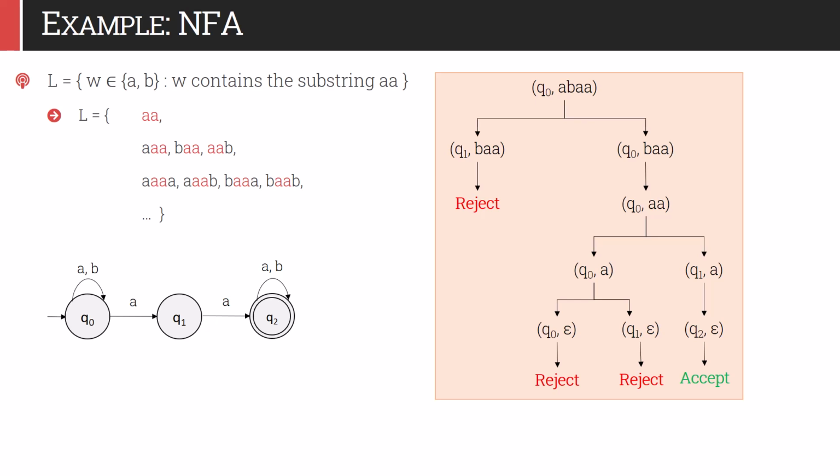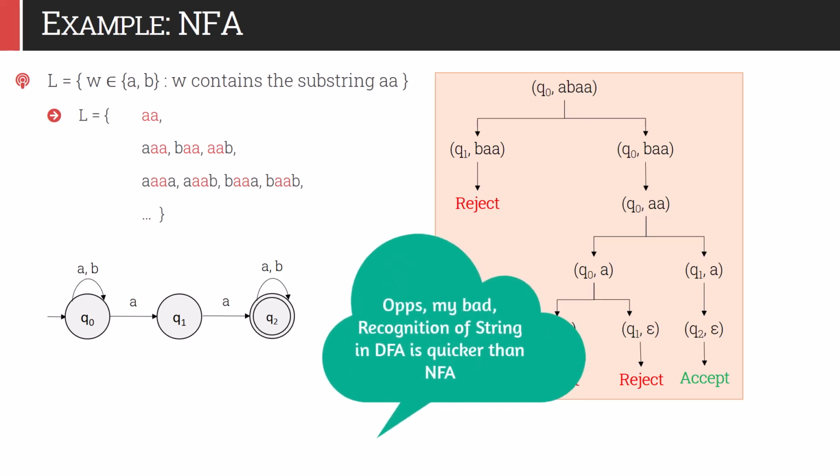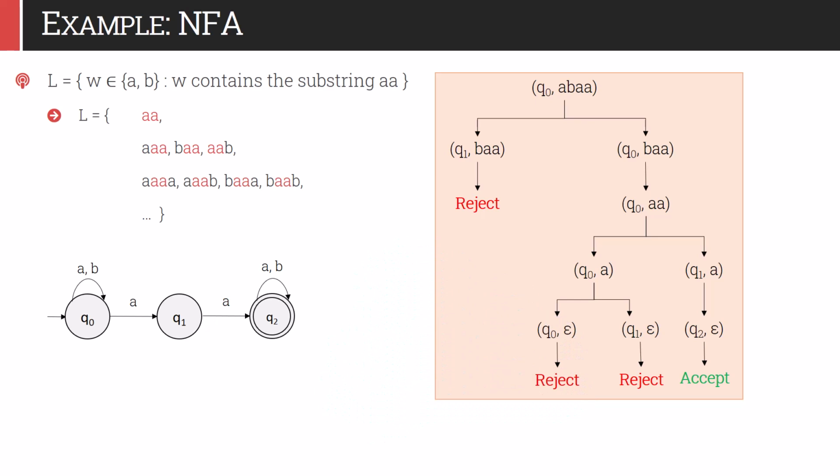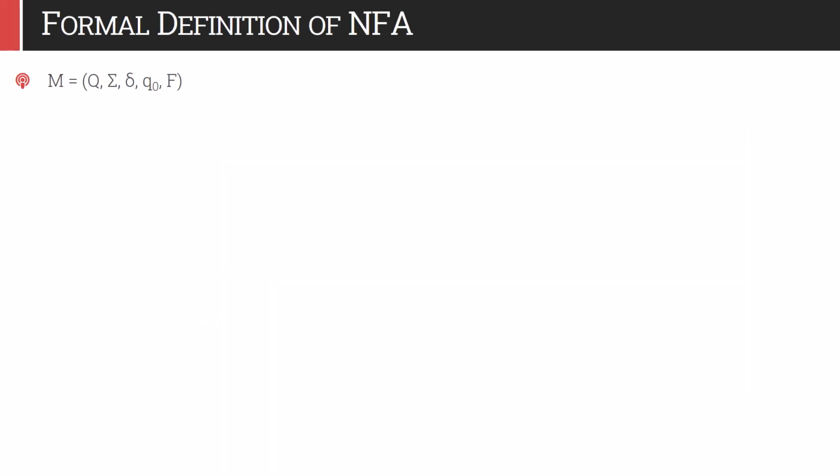So the process of recognizing a string is slower in NFA because it might have to move through multiple paths, but in DFA it is quicker. But the advantage is that construction of NFA is quite faster compared to DFA. Look at the formal definition of NFA.